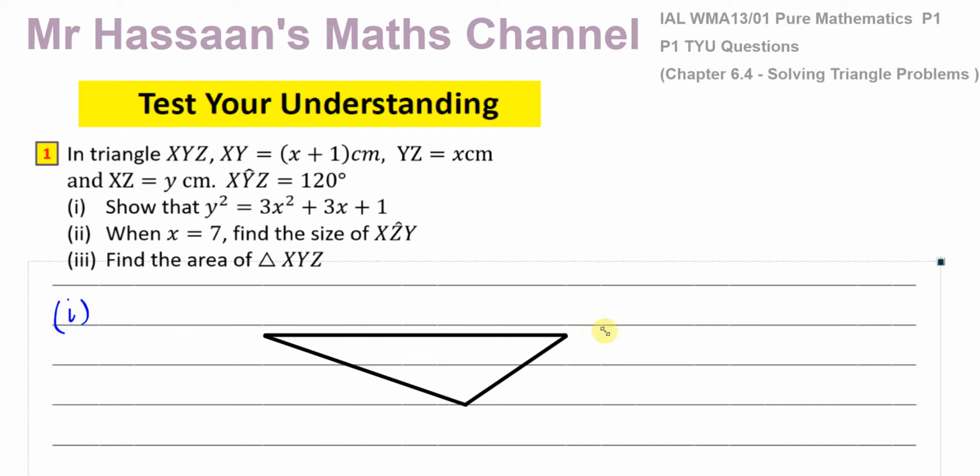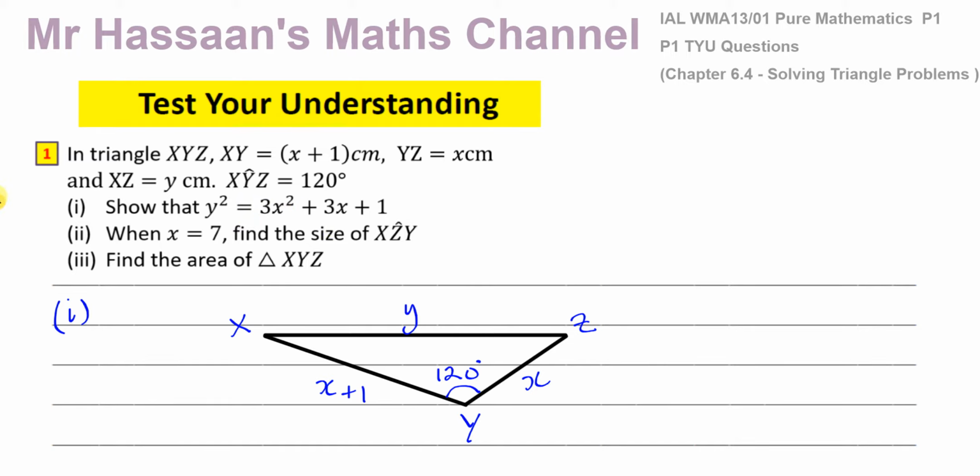That's better. Okay. So let's say this is the angle Y here. XYZ is 120. So this is the angle Y, 120 degrees. And it says XZ is y, the side y. So let's say that's X, and let's say that's Z. So YZ is x, XY is x plus 1 centimeters, and XZ is y centimeters. It says show that y squared equals 3x squared plus 3x plus 1.